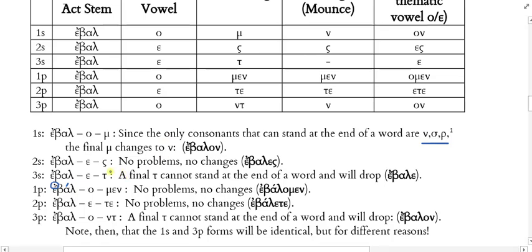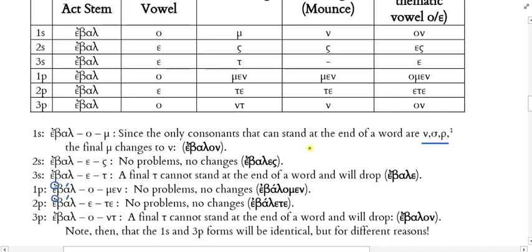And then on the next one too, ebalate. So te is my ending. Got an epsilon for my connecting vowel. So ebalate. So we through and y'all through. And then we have ebalant. Nu tau is my personal ending. And then Greek throws in the tau because it's at the end of the word, and I'm left with ebalon. Ebalon. They through. They through.